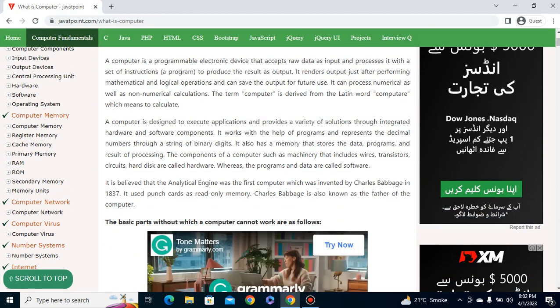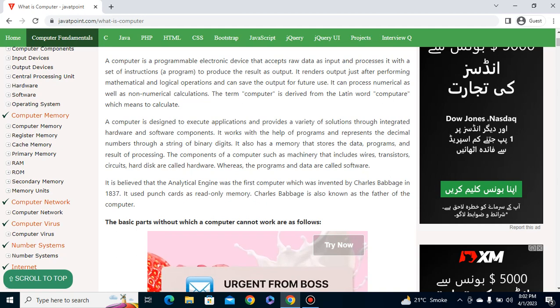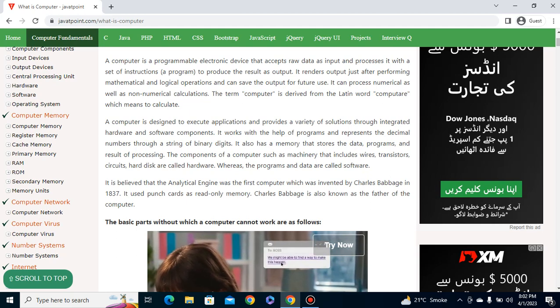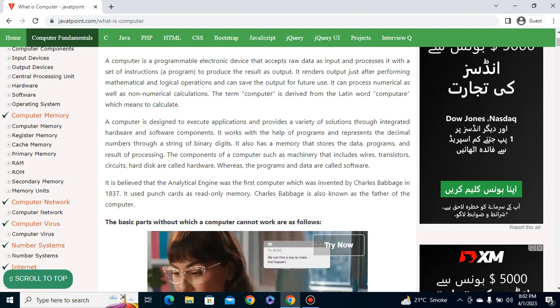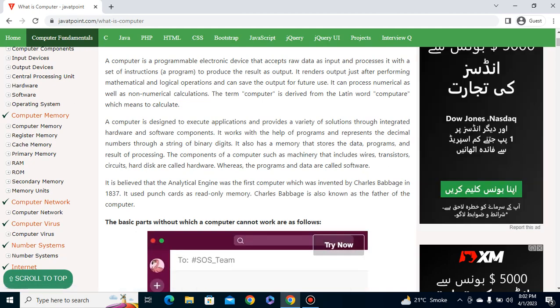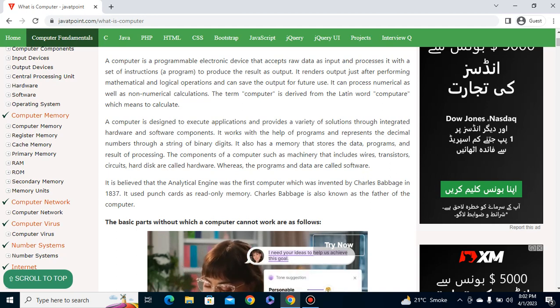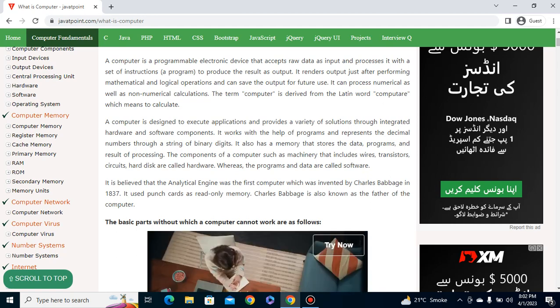A computer is designed to execute applications and provides a variety of solutions through integrated hardware and software components. It works with the help of programs and represents decimal numbers through a string of binary digits. It also has a memory that stores the data, programs, and results of processing. The components of a computer, such as machinery that includes wires, transistors, circuits, and hard disk, are called hardware, whereas the programs and data are called software.